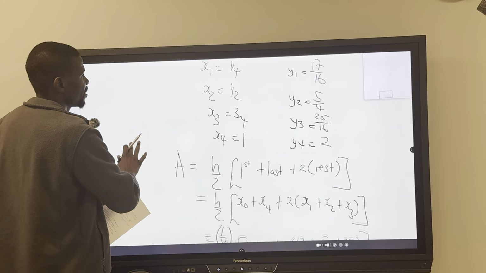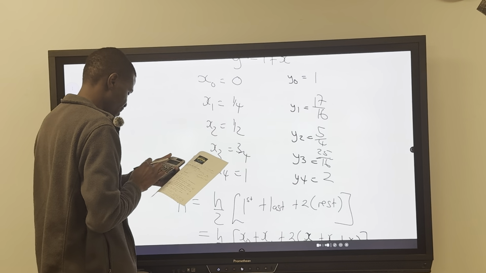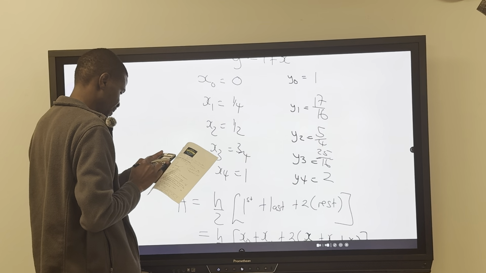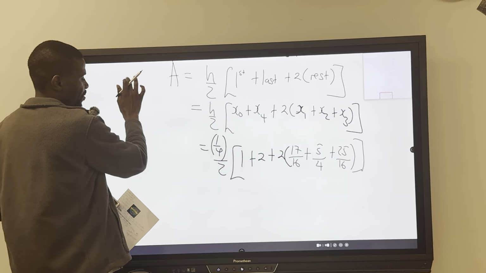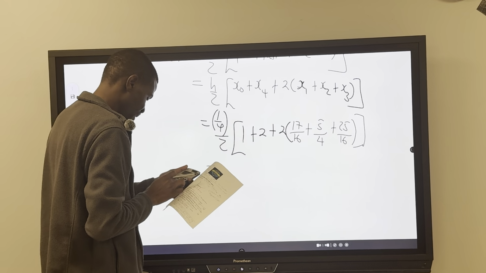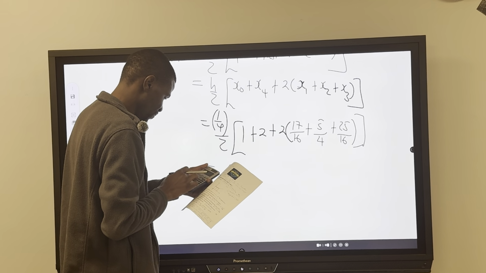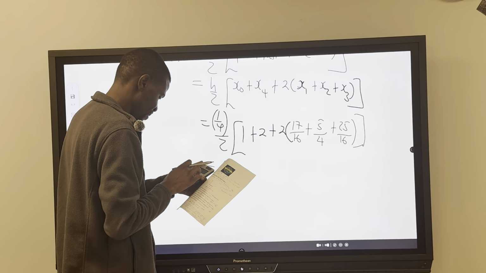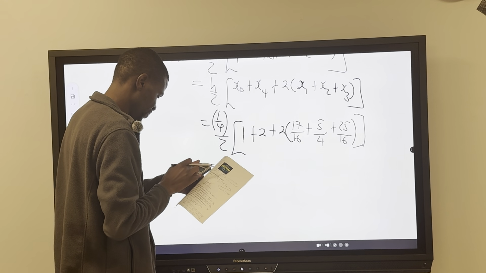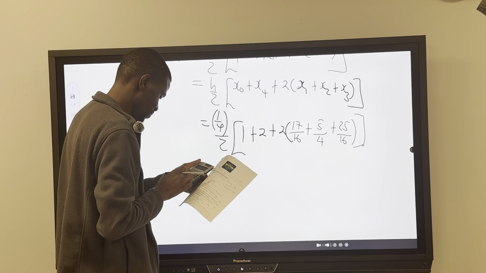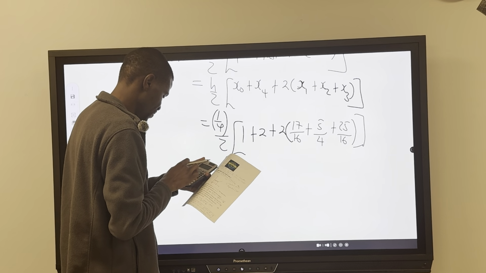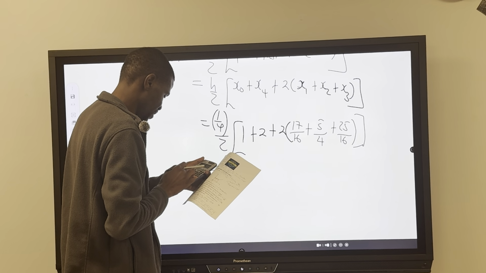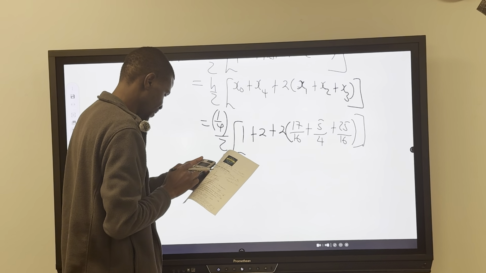Right? Sorry, I need to double check something here. All right, it was 1 plus 3 over 4. Right? Okay, so now let's go ahead and simplify. So I'll solve this out. 1 over 4 divided by 2, open bracket, 1 plus 2 plus twice, 17 over 16 plus 5 over 4 plus 25 over 16, close.